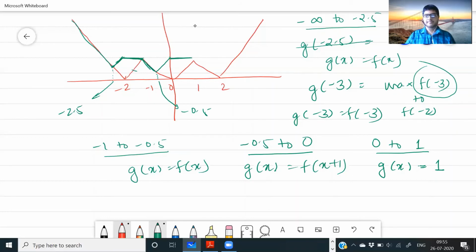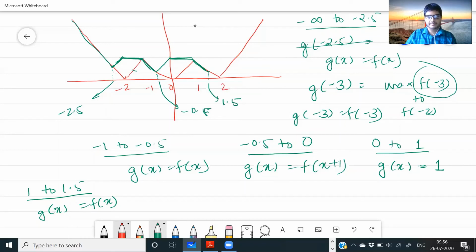This clear? Now what I have to do, I have to go from 1 to, let's say, 1.5. So if I go from 1 to 1.5, what would be g of x? g of x would be f of x. Clear? Because you can take one value in between the region and you can put it and get the answer. So this comes out to be this. This point is 1.5. Sorry for this worse handwriting.